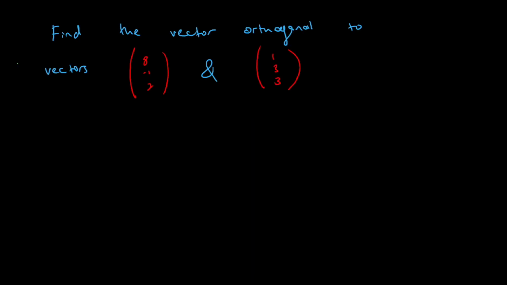Alright, so this next problem is asking us to find the cross product of these two vectors, just the vector perpendicular to these two vectors. So again, we can graph this, and I'll extend the axes a bit. So I have 8, negative 1, 2 for the first vector, and then 1, 3, 3. And I want to find the vector perpendicular to both of these, which looks something like that.